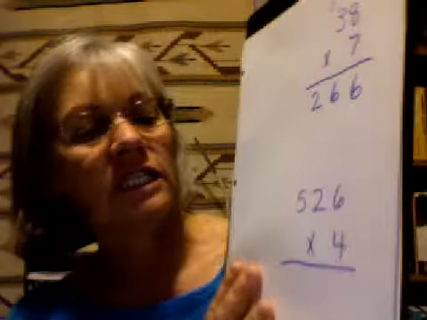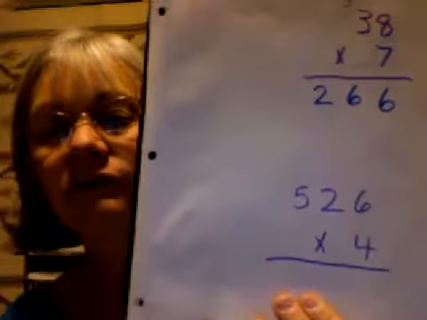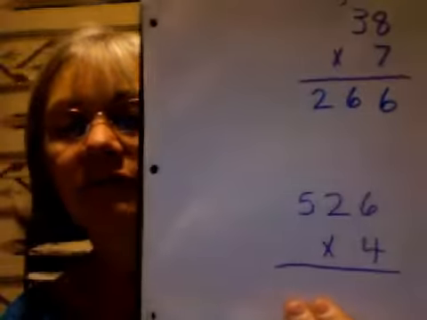That was one of the shorter problems. Next, we'll add a digit and work with the multiplication that's in the hundreds. Multiply 526 by 4. Stop the video. Get started.